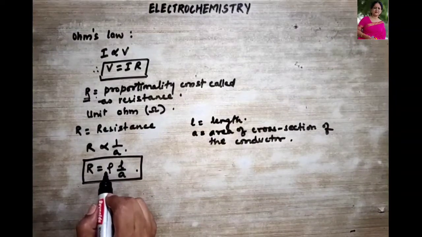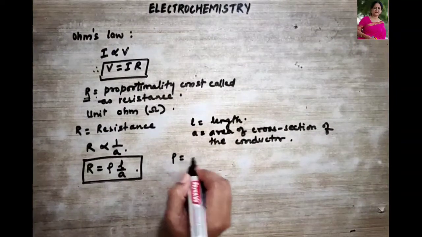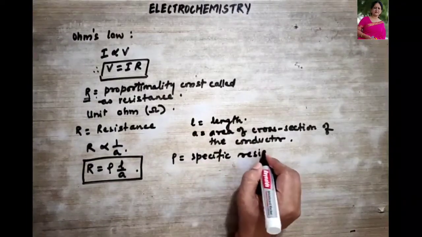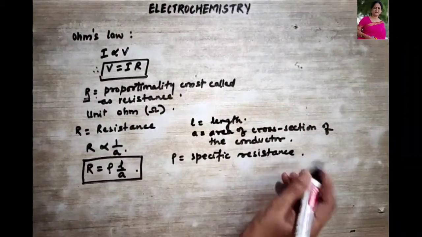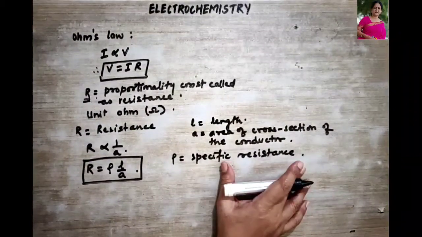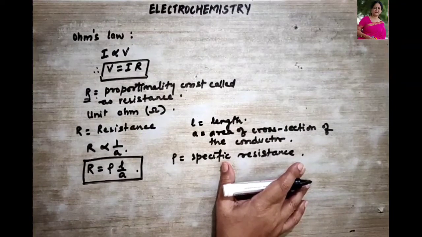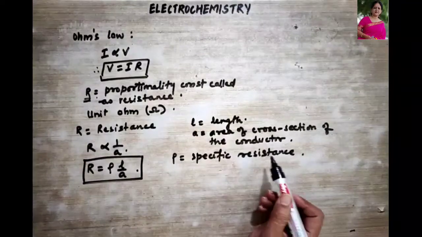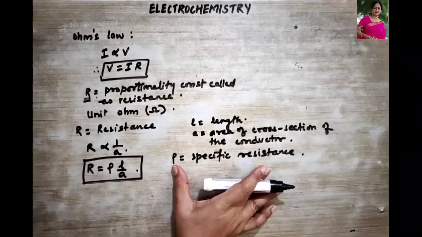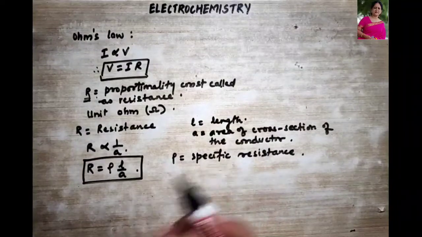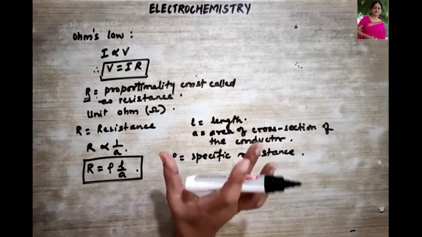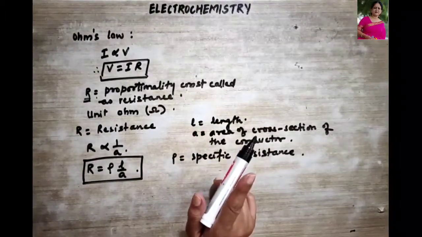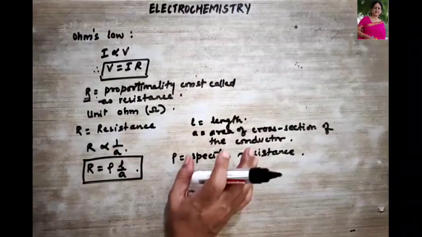Rho is called the specific resistance, or also called resistivity. Now further let us understand what is specific resistance, or rho, or resistivity. This rho is defined as the resistance in ohms of a specimen of 1 centimeter in length and 1 centimeter square in cross section.